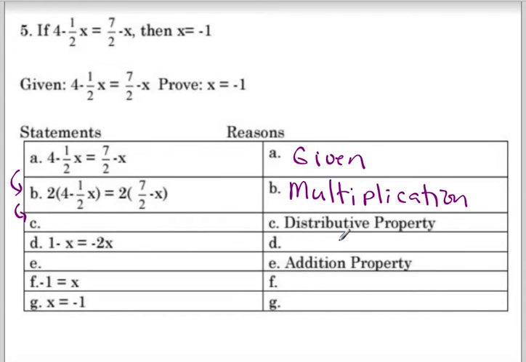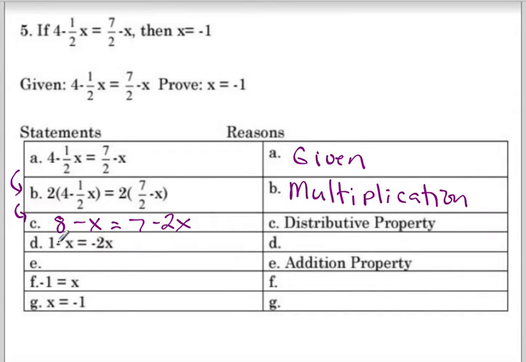And then from B to C, we're having to fill in C. So they told us what they did here. They distributed. So we're going to have to distribute on our left side here. So 2 times 4 is 8. 2 times negative 1/2 is negative 1x there. And then 2 times 7 over 2 is 7 minus 2x, just distributing to both pieces.